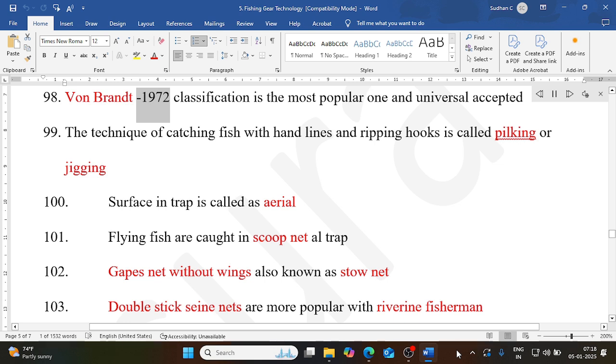Von Brandt's 1972 classification is the most popular and universally accepted one. The technique of catching fish with hand lines and ripping hooks is called pilking or jigging.